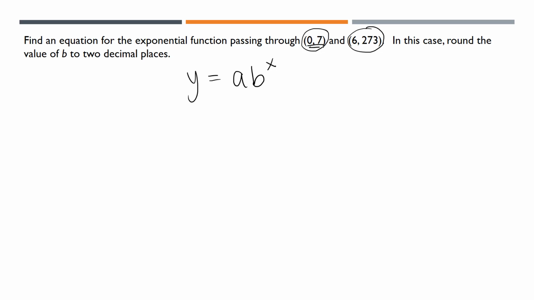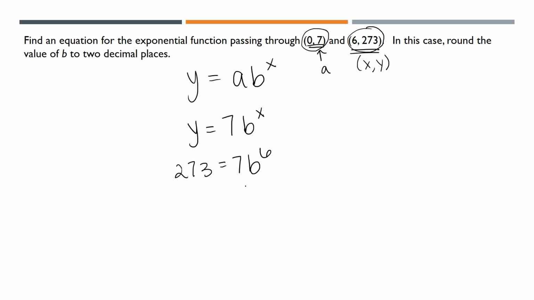We want to write an equation in the form y equals ab to the x. And having this y-intercept, we know that our value of a is 7. So let's start with y equals 7b to the x. I've got another point here that should satisfy the equation as an ordered pair (x, y), and that's going to allow me to solve for b. So in this case, when y is 273 and x is 6, we get a true equation.